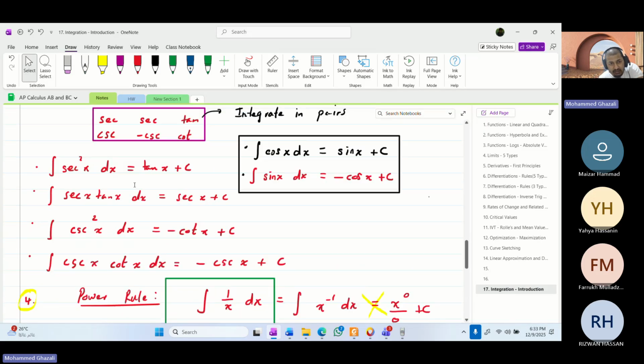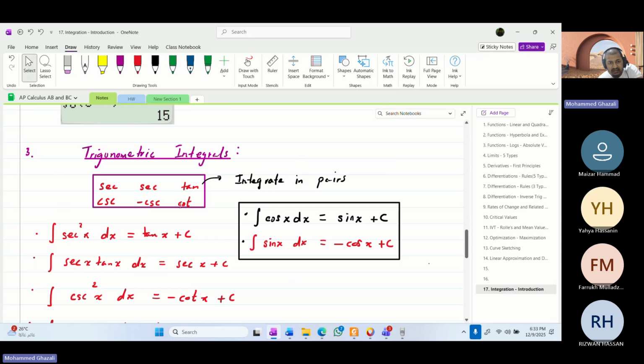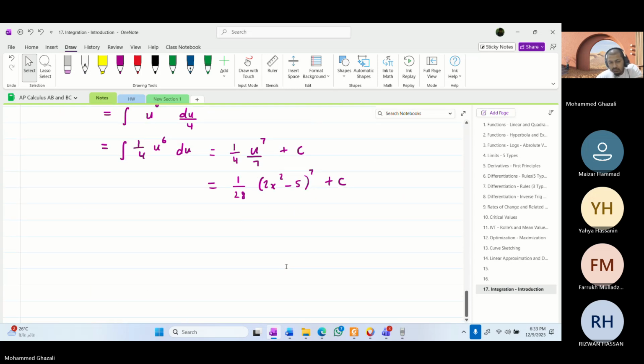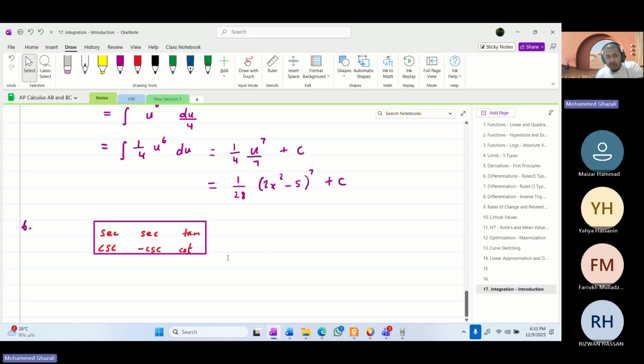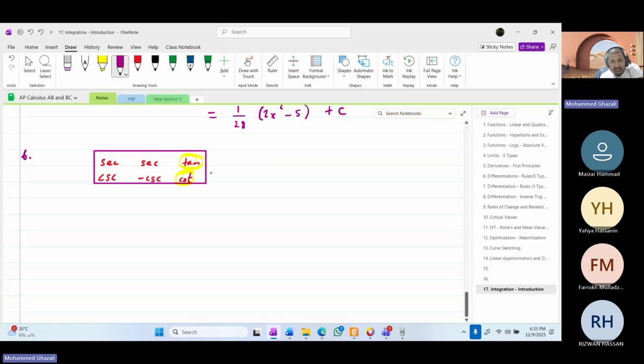Now I want to go back here to trigonometric integrals. And remember, I already integrated in pairs for you. So now how about this? I integrated in pairs. What if I try to integrate singles? I don't integrate singles in sec x and cosec x, that's not in the syllabus. Let's try to integrate tan and cot. Only those singles. So I want to find the integral of tan x dx.